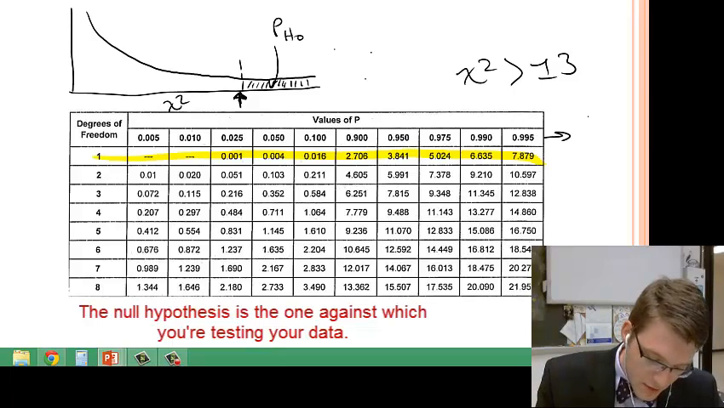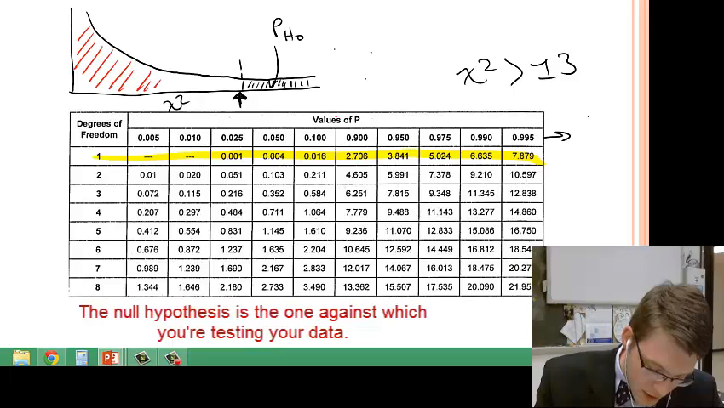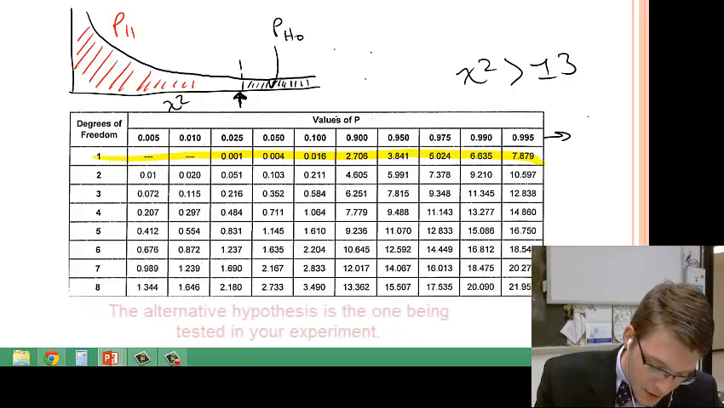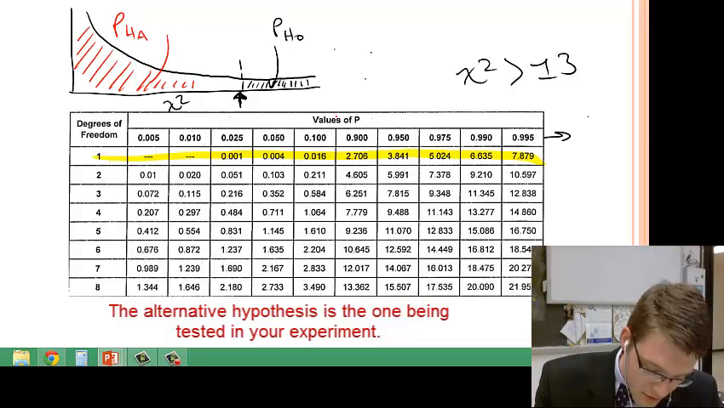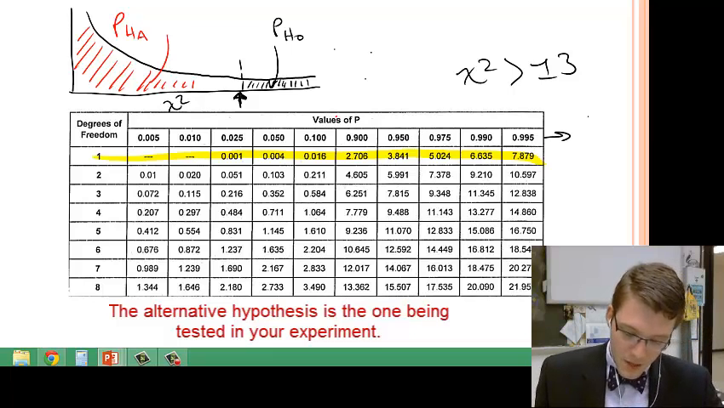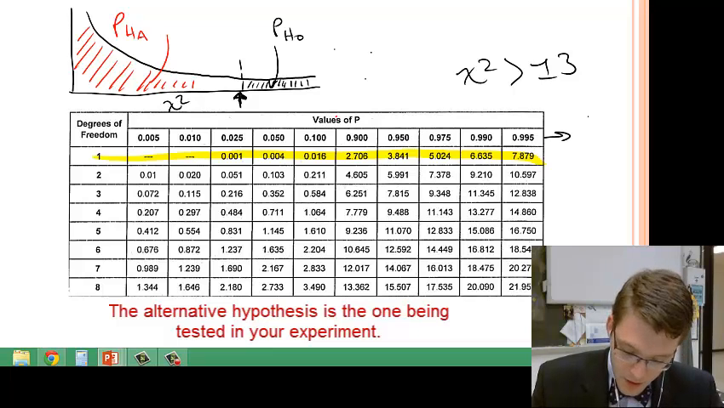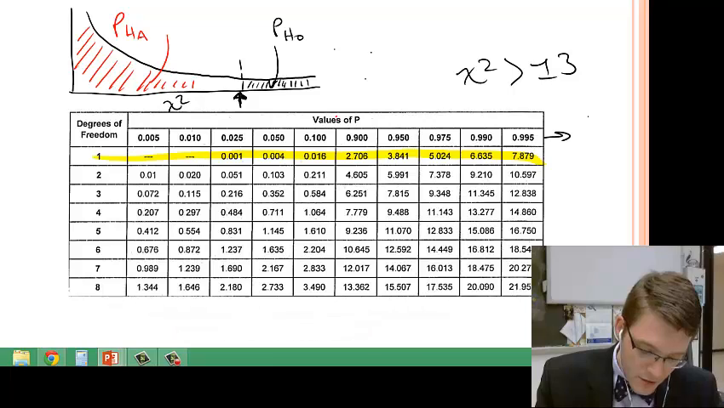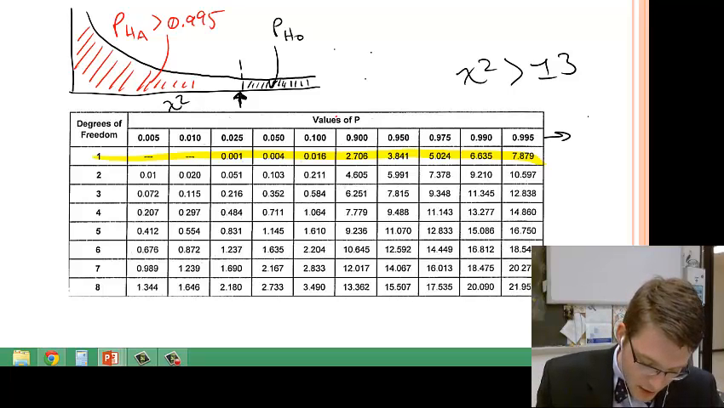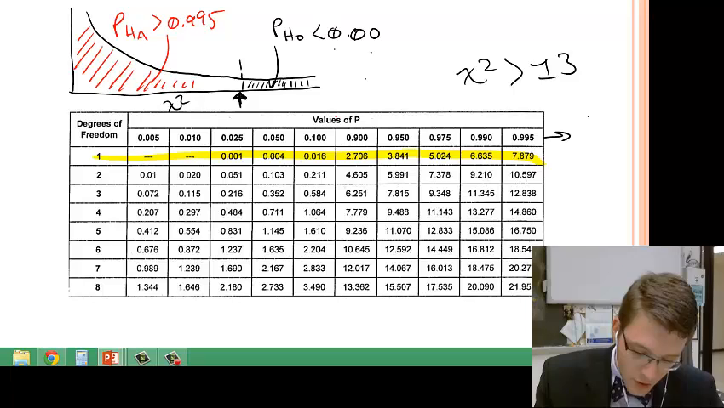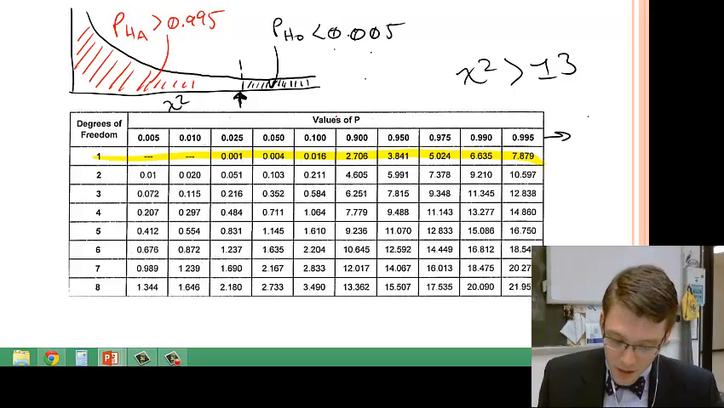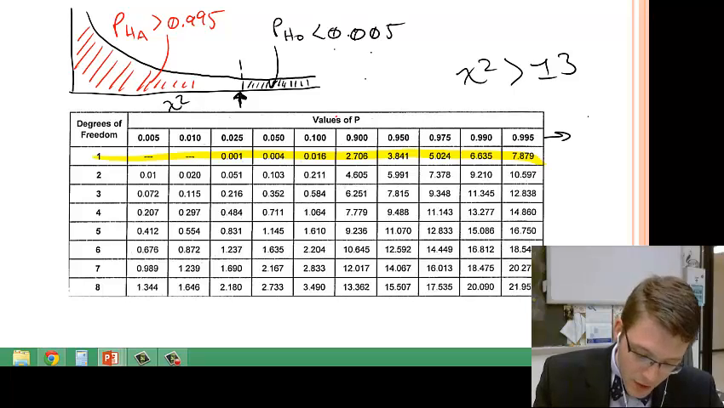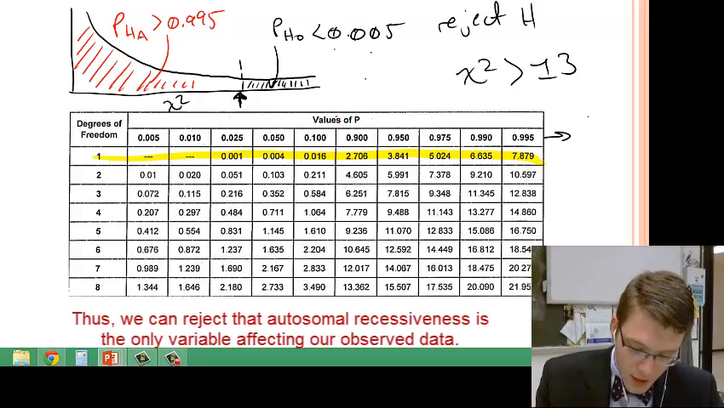Conversely, that means that the area to the left of our chi-square value is the probability that our alternative hypothesis is true. Okay? Because the probability lies beyond 0.995, we can assume that the probability of h is greater than 0.995, and the probability of h naught, therefore, is less than 0.005. Okay? Because the probability of the h naught is so low, we can reject h naught.